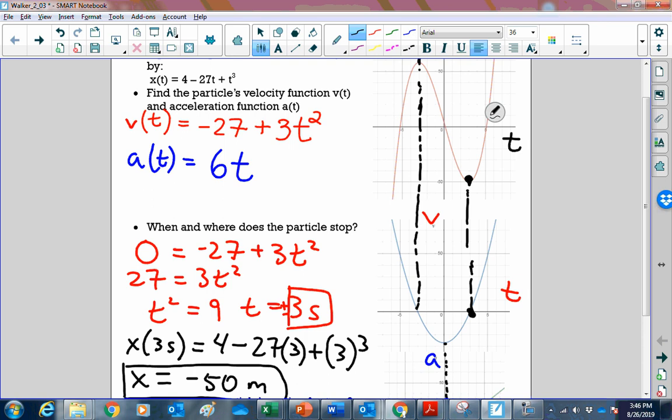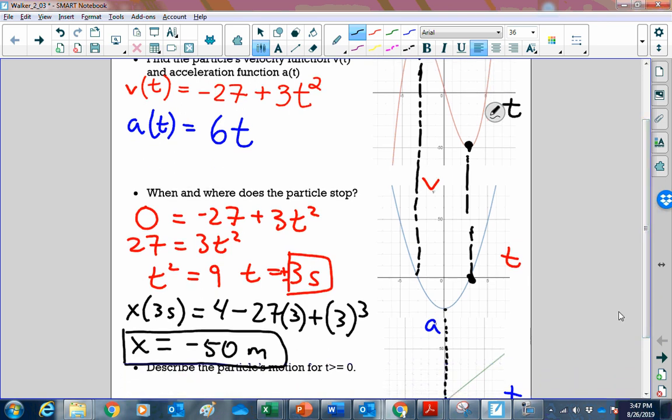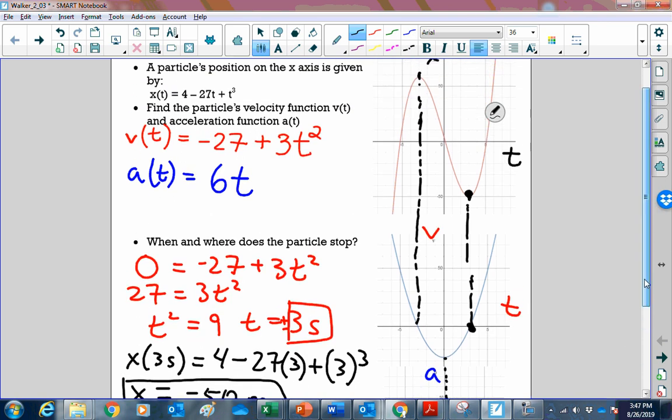Okay, I've got to stop right there. We could use the graphs to describe the rest of the problem where we're describing the motion and how it moves from, in positive time, we'd probably start right here on the graph and describe how it moves in the negative direction, slowing down, and then stopping for a split second, and then speeding up, going in the positive direction.